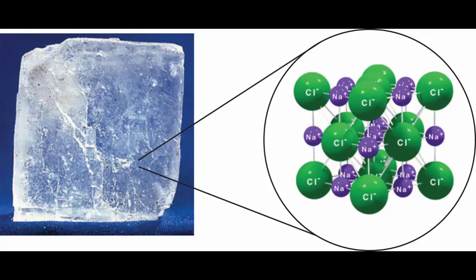Brittleness. Most ionic compounds are brittle; a crystal will shatter if we try to distort it. This happens because distortion causes ions of like charges to come close together and then sharply repel.